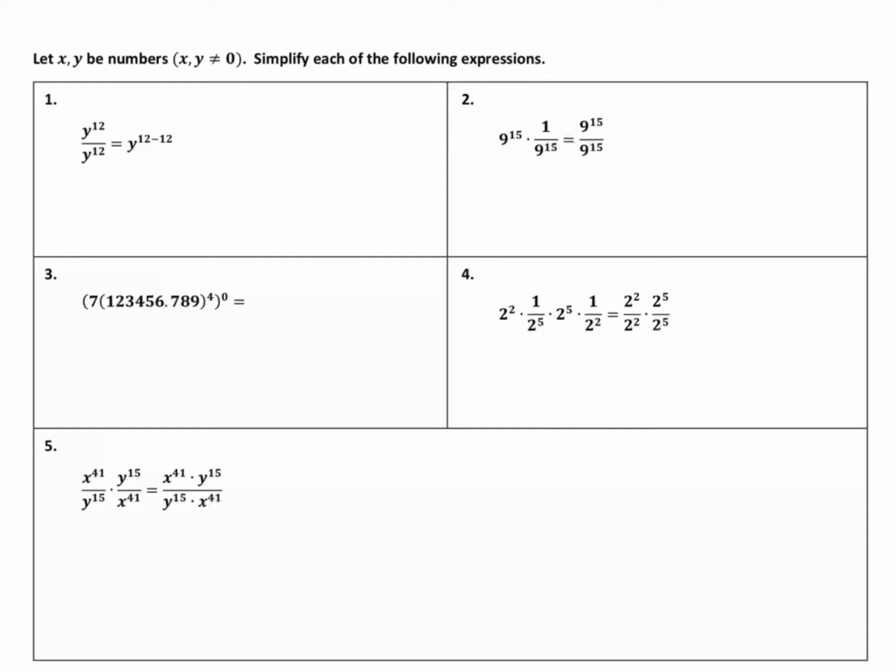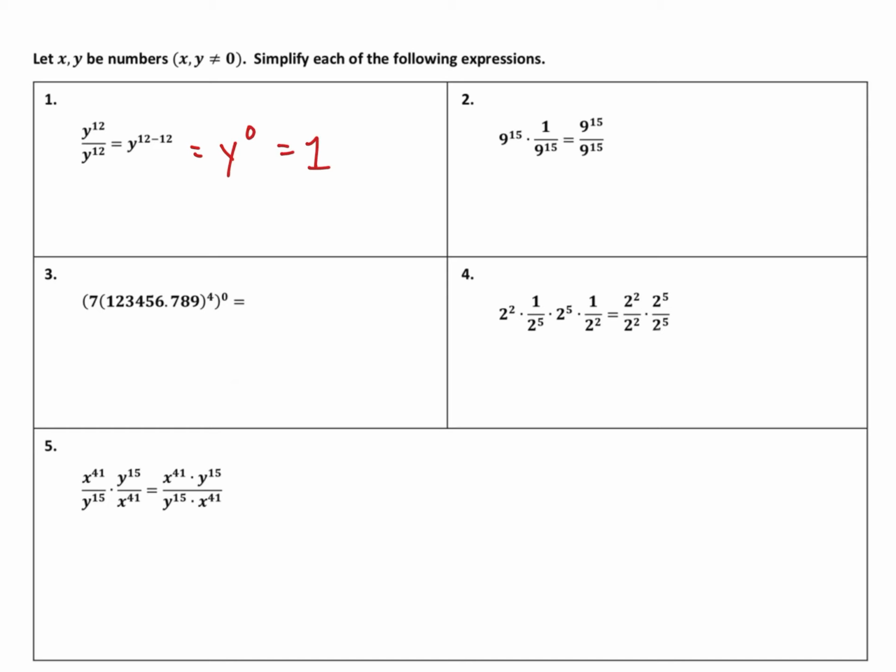So in number 1, they were dividing, and since they both have the same base of y, we can subtract those exponents. When we subtract, we get y to the 0 power. But remember, anything to the 0 power, even if it's a variable, is just 1.